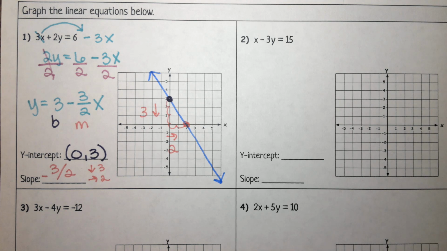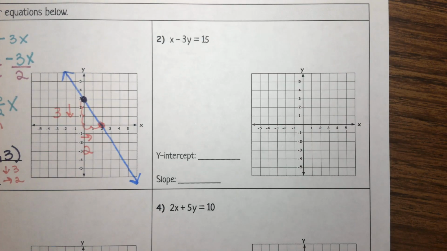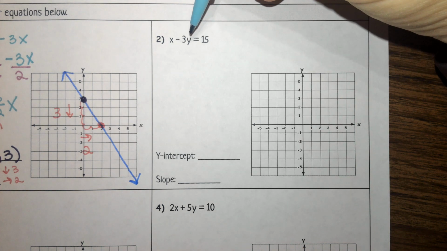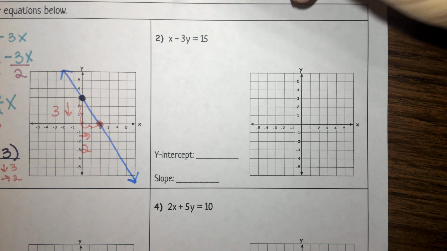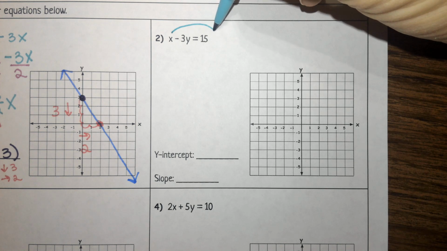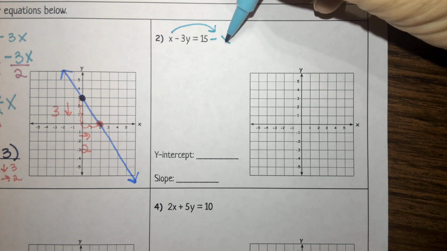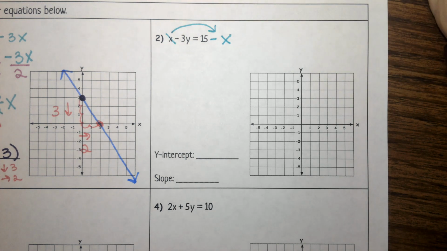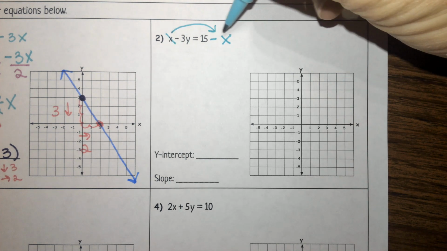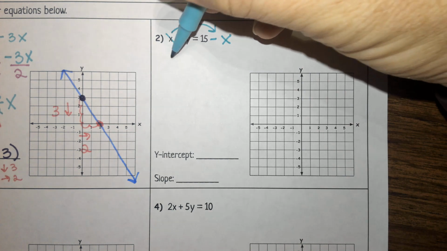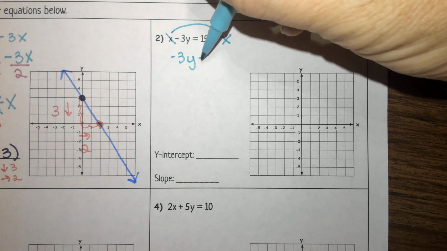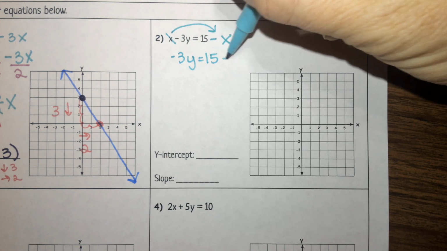So let's do the next one, number 2. I'm going to do the same thing. I have x and y on the same side, so I want to solve for y, right? So I take the x and I move it to the other side. So positive x becomes minus x. And I rewrite all of this and just throw the x on the end. So negative 3y equals 15 minus x.